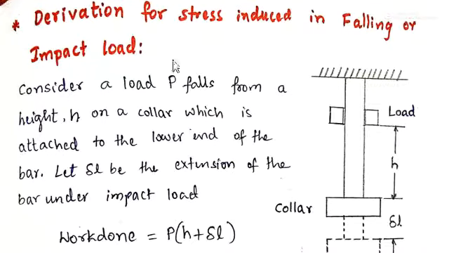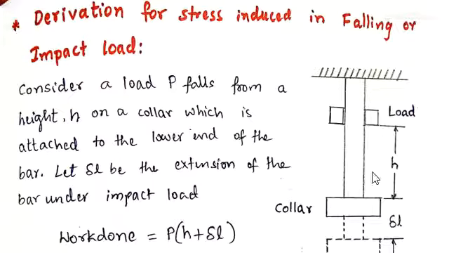Now we are seeing a derivation for stress induced in the case of falling or impact load from the topic strain energy. To understand this, we are considering a rod to which a collar is attached at one end, and the other end of the rod is attached to the roof. Here a load can freely fall onto this collar. This load is allowed to fall from a height of h.